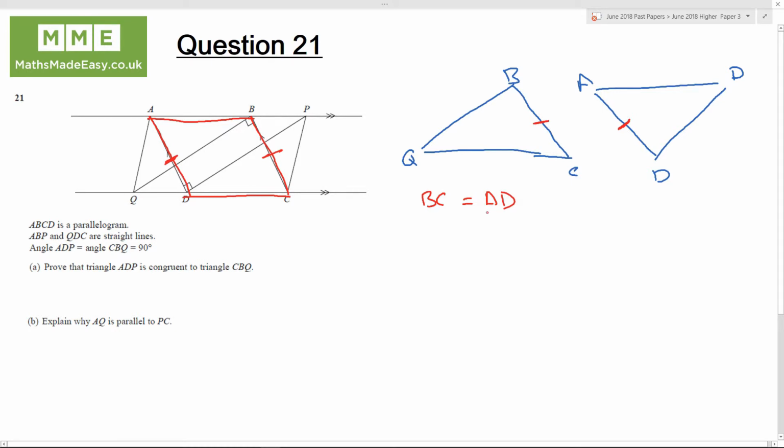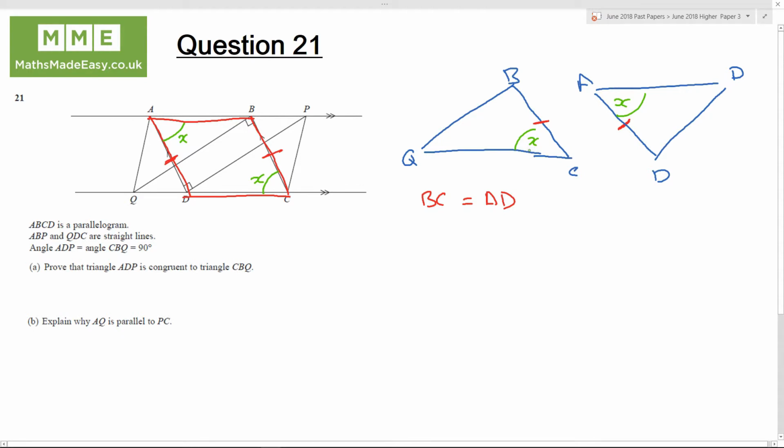Okay, now we also know that this angle here, I'll use a different colour, we'll call that X, must be the same as this angle here, which means that this angle here must be the same as this angle here, as opposite angles in a parallelogram are equal.